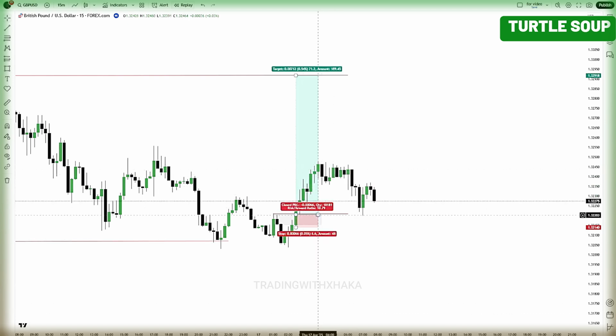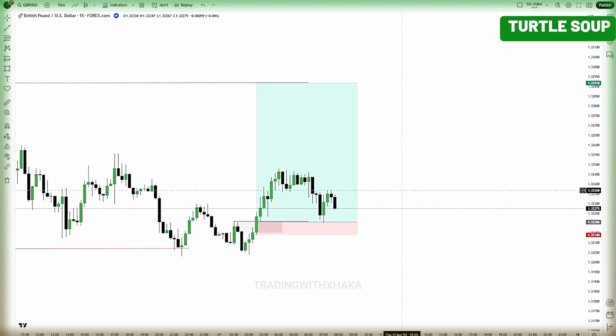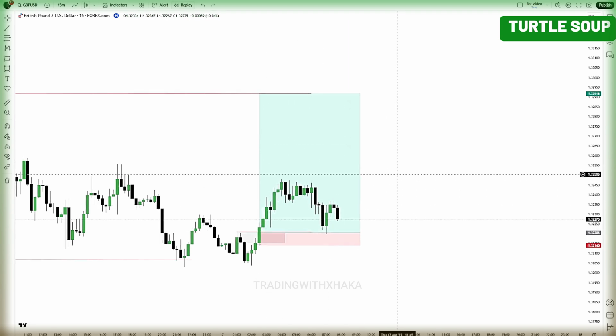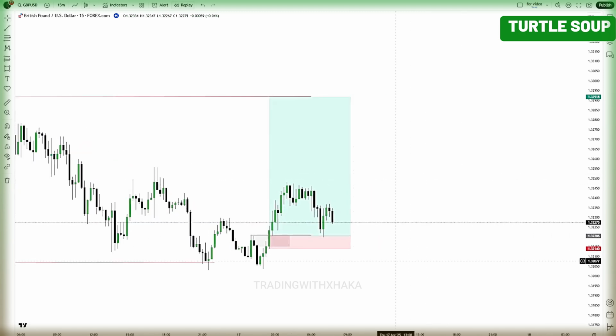Beautiful. So you must trust the process. As price moves, you have to be calm. Don't panic. This is just a 15 minutes candle. In just 2 to 3 hours, price will take you in and hit your TP. Let's see if we hit the TP this time.